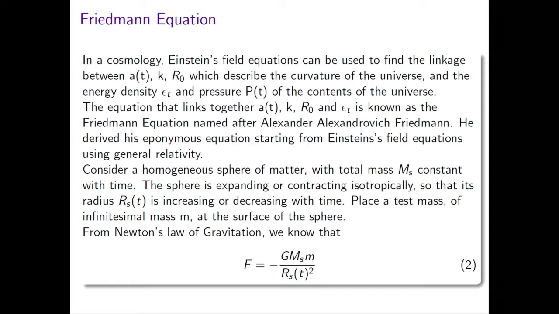Sorry. So place a test mass of infinitesimal mass m at the surface of the sphere. From what we know from Newton's laws of gravitation, the force due to gravitation is given by G M m by r square. So in this case, G ms is the mass of the sphere, m is the test mass kept on the sphere, and rs is the radius of the sphere, which is only dependent on time and doesn't depend on anything else. This is from Newton's laws of gravitation. In this case, we'll try to understand his equation and derive it based on Newton's laws.